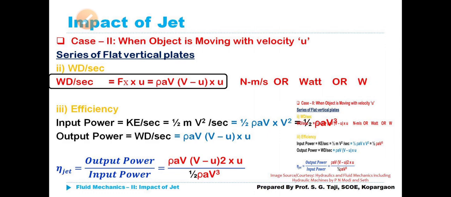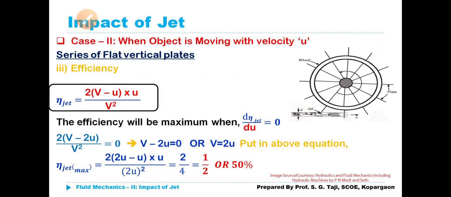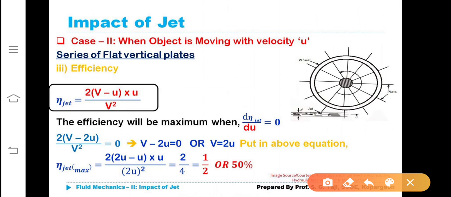Then we have mounted a number of plates on the periphery of the wheel and we got the efficiency maximum as 50%. Am I right? We have obtained the efficiency when the series of plates are mounted on the periphery of the wheel, the efficiency will be 50%. Okay, let us continue.